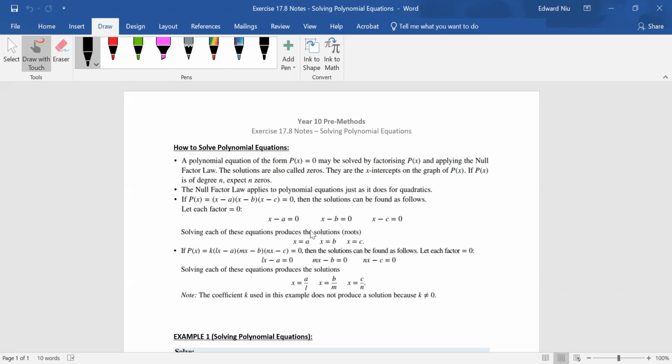I won't go through this little blurb here at the top. You can read that in your own time. But I will mention that we are going to apply the Null Factor Law again.